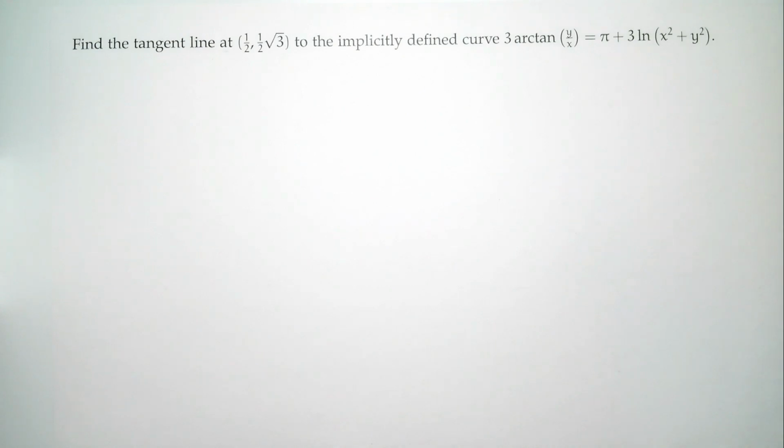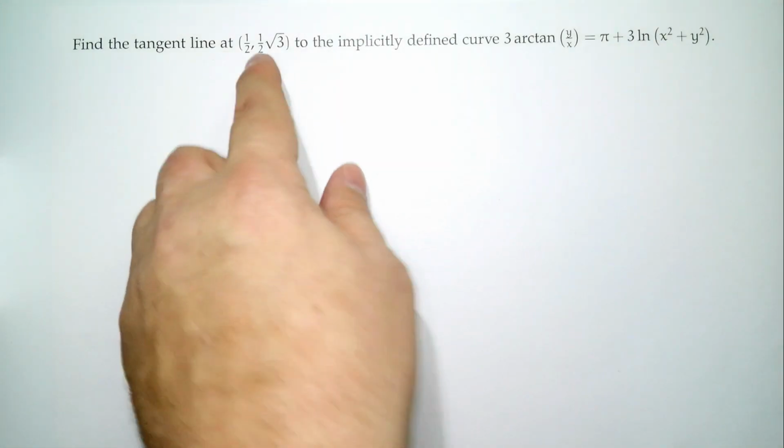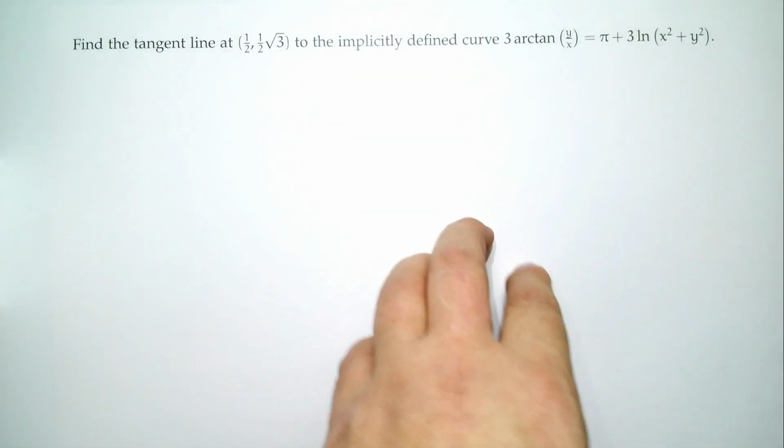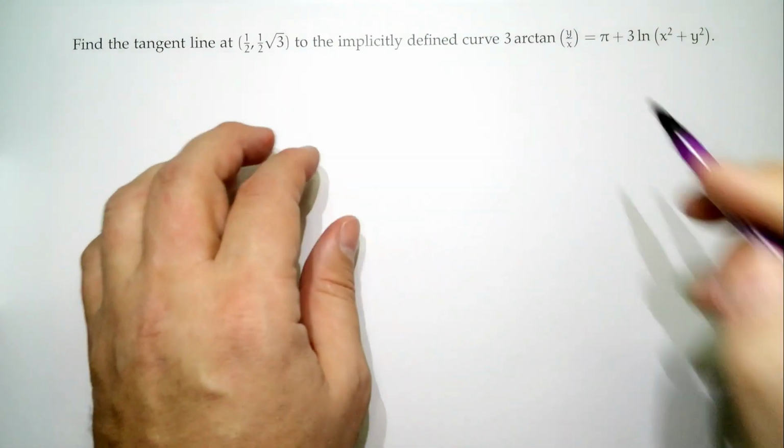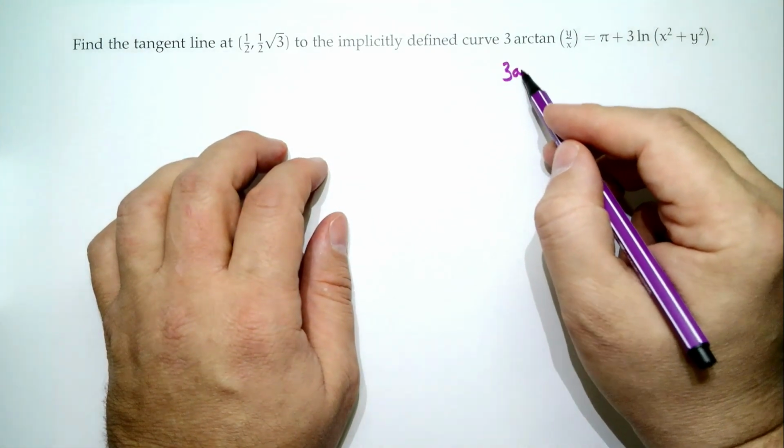at the following point, 1/2, comma, 1/2 square root of 3. To the implicitly defined curve, 3 arctangent y over x is pi plus 3 natural log of x squared plus y squared. So it turns out that this point, 1/2, comma, 1/2 root 3, satisfies this relationship. Now you're probably thinking, I'm a little bit skeptical, Steve. I'm not sure it actually does. Yes, it does.